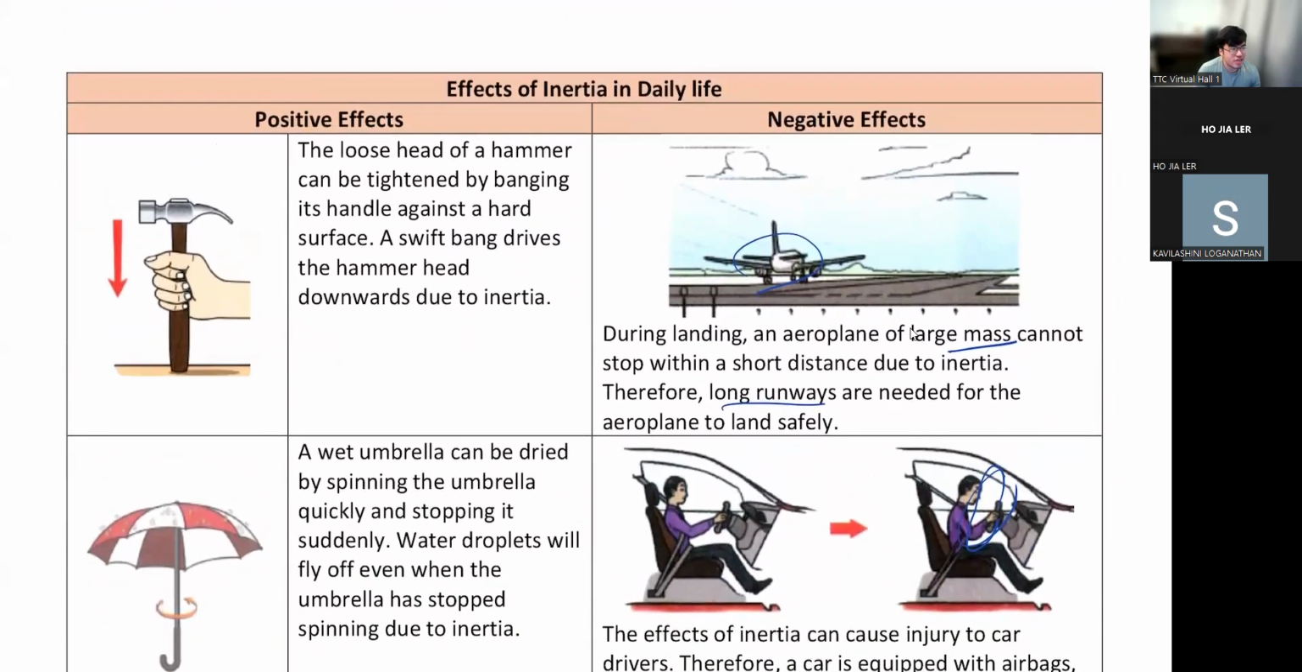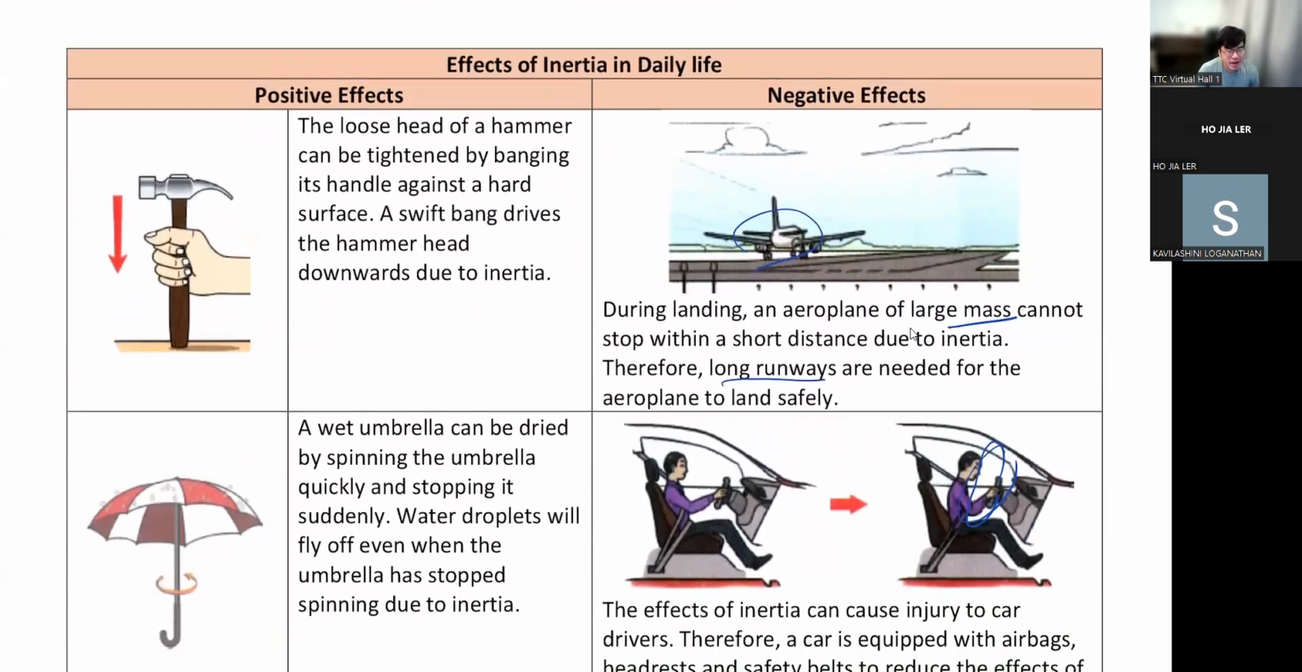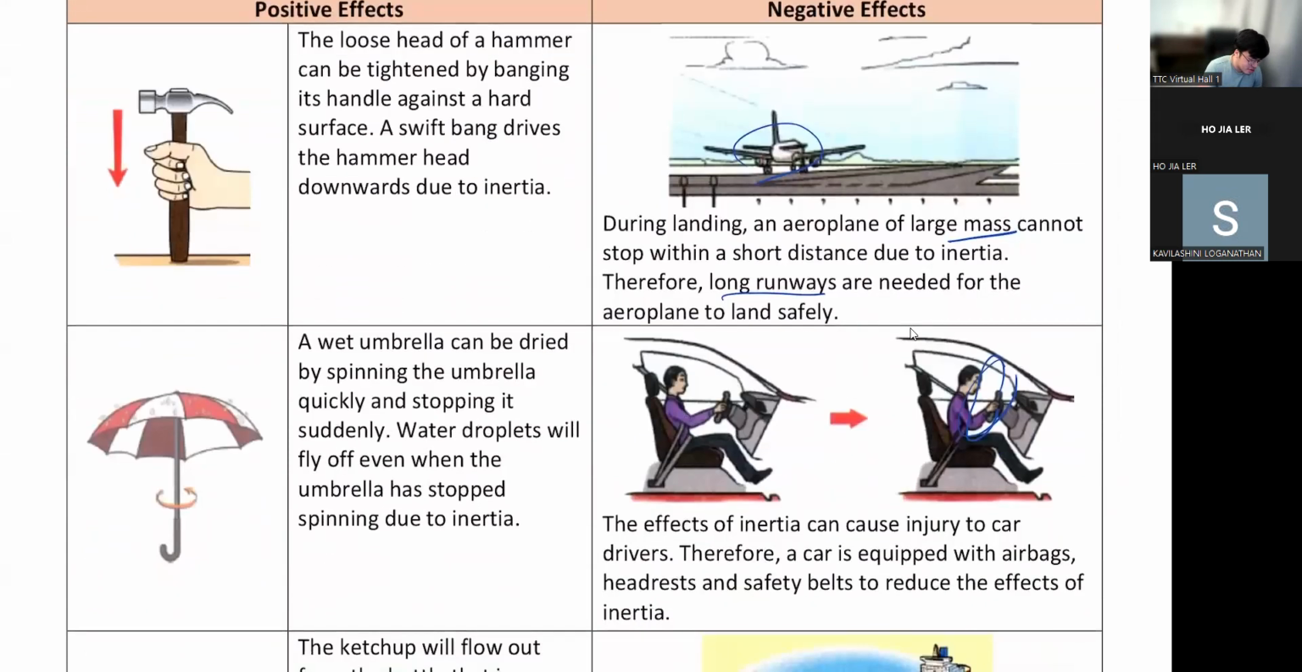Right, so effects of inertia in daily life. We have positive effects and negative effects. Sometimes inertia is good. For example, tightening your hammer head. I'm sure most of you never used a hammer before. This hammer, the head always comes loose. So instead of pushing it back to tighten it, no need. You just bang the hammer on the table. You know why? Because when you move the hammer, the head moves together. When you stop the hammer suddenly on the table, the head wants to keep moving. The head has inertia, so it will go down and tighten the hammer head. Just bang it on the table.